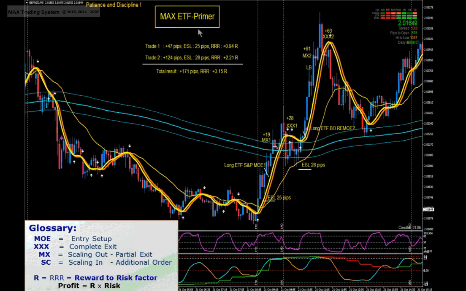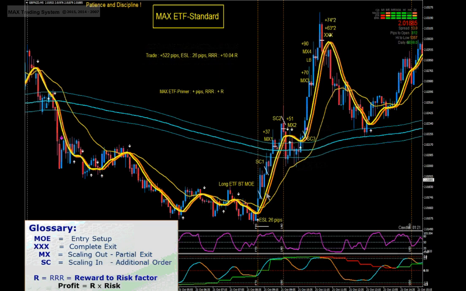The Max ETF Primer is a very small subset of the Max ETF Standard, and the Max ETF Standard has a very, very powerful concept, which is the scaling technique. Now I'm going to show you the same movement with the scaling technique. And here we have the same entry. No, sorry, it is not the same entry, because with the Max ETF Standard, we have more entry setups, and we had the possibility here to make an entry earlier compared to the Max ETF Primer.